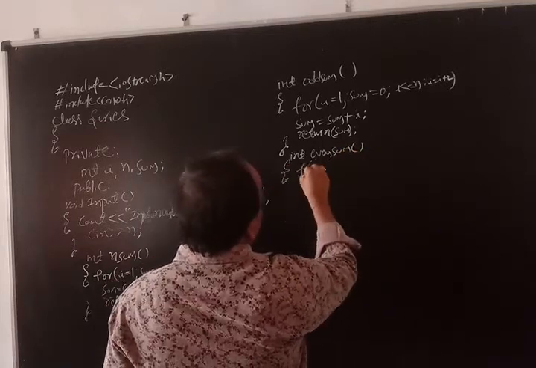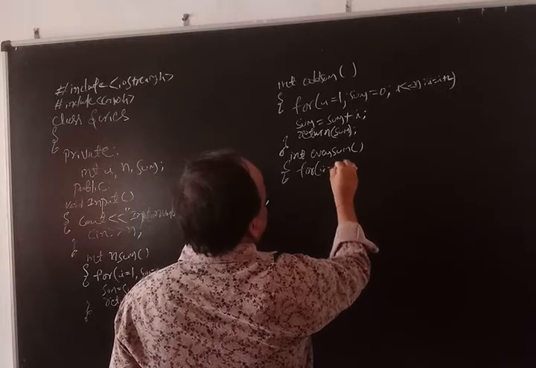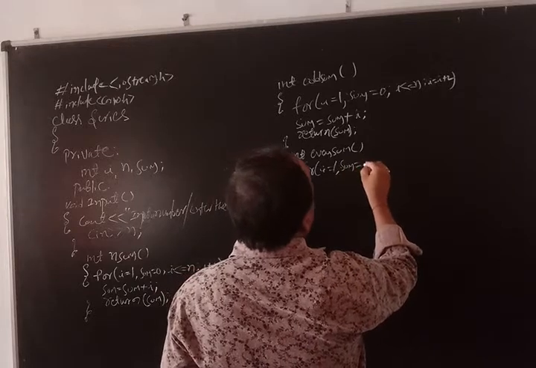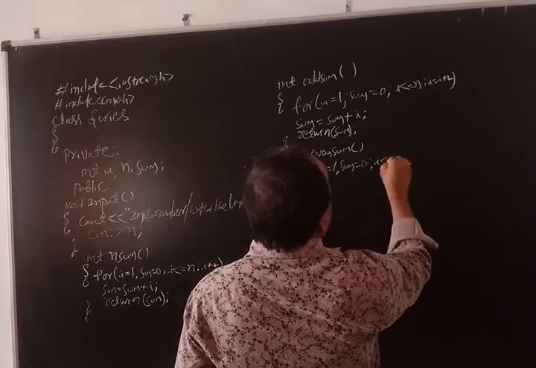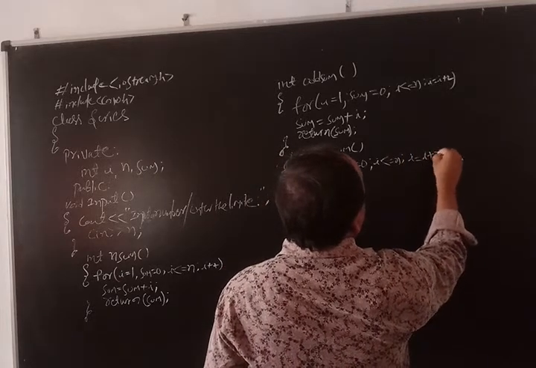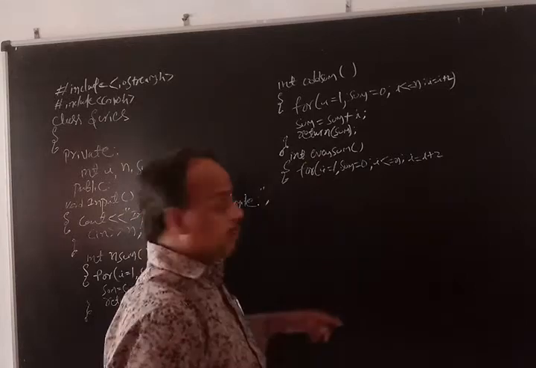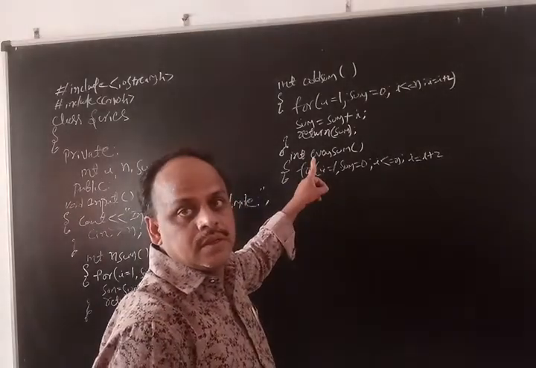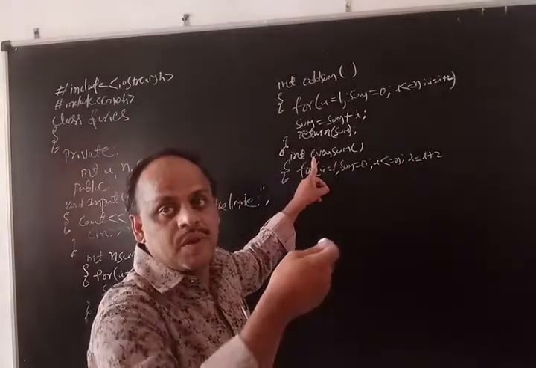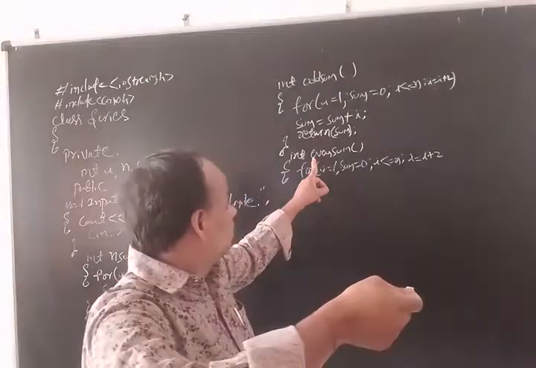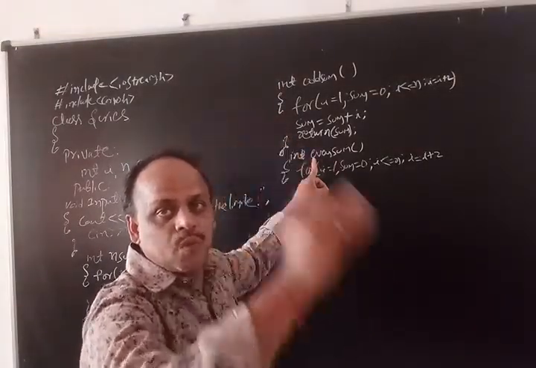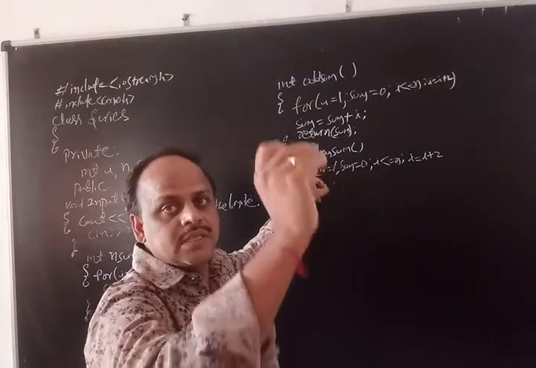Here also say for I is equal to 1, sum is equal to 0, I less than or equal to n, I is equal to I plus 2. But here one thing, we have to find the sum of even numbers for the given limit. Suppose n is 10, we have to find 2 plus 4 plus 6 plus 8 plus 10.